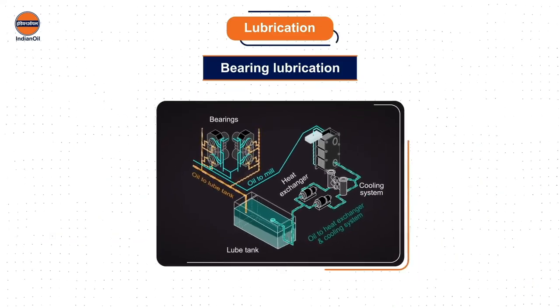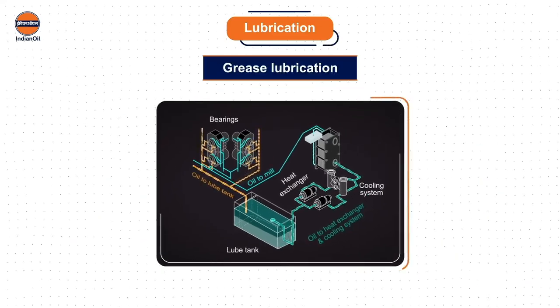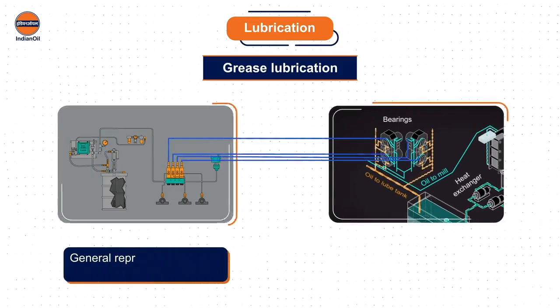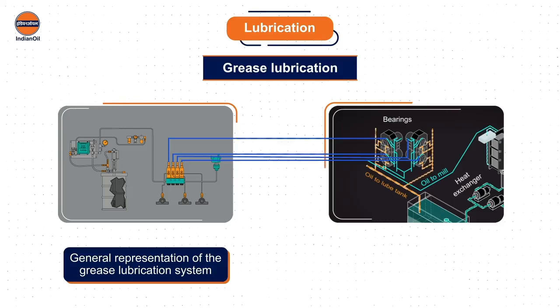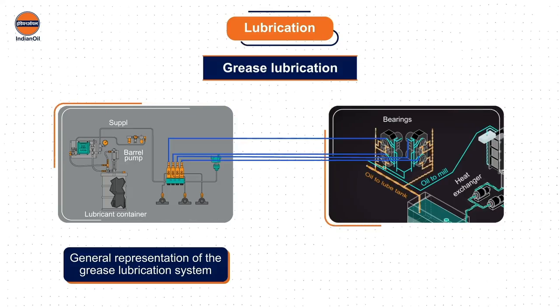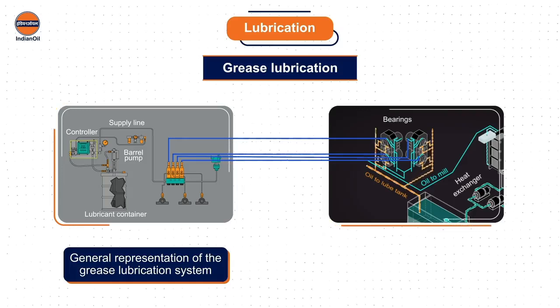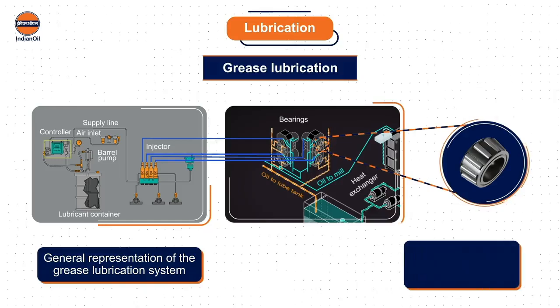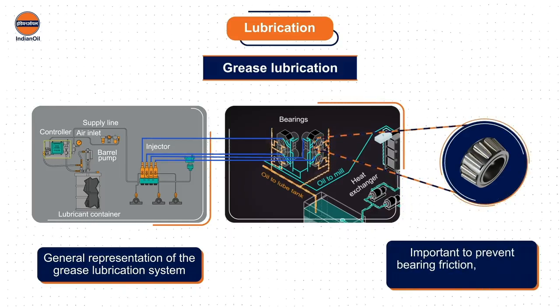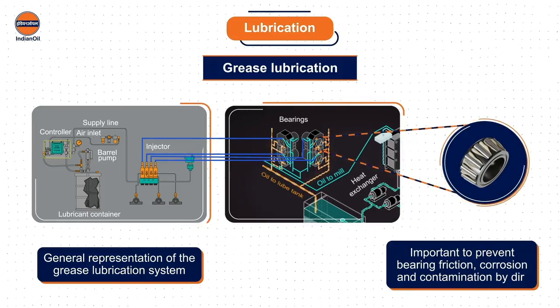Similar to the oil lubrication, grease lubrication is also applied to the bearings. This is a general representation of the grease lubrication system. The grease flows from the lubricant container through the air-operated barrel pump to the supply line. A controller is connected between the pump and the supply line. From the supply line, an injector injects the grease to the bearings. Grease lubrication is important to prevent bearing friction, corrosion, and contamination by dirt.